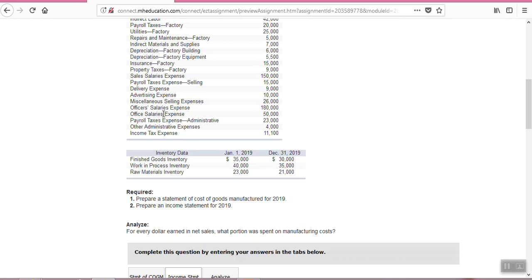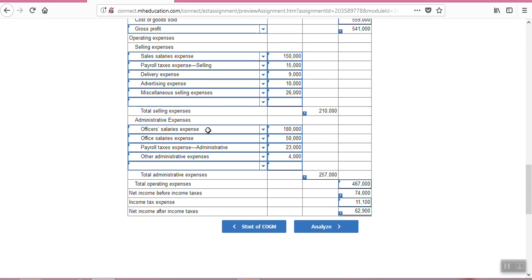And then starting with officer salary and office salaries, payroll tax expenses for administration and other administrative expenses. Those four go right here in administrative expenses, which they all kind of sound administrative-ish. And then the only one you're going to have left is that income. Let's see, here's our income tax expense. That's that last one. So the income statement in this chapter looks a whole lot like the one in the last chapter. So I don't think you'll have any problem with this one if you're able to wade through the last chapter.